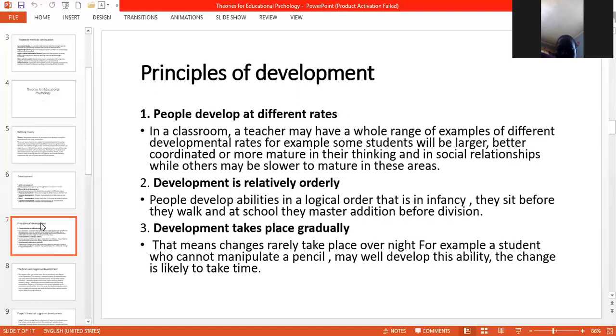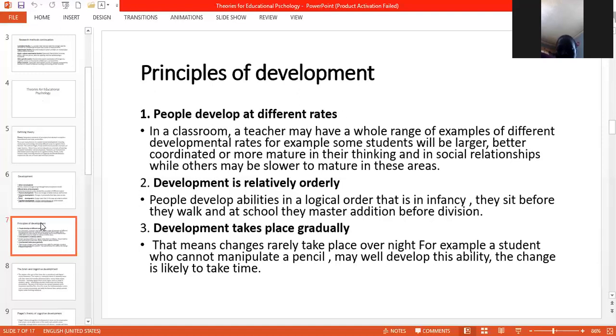Number 2, development is relatively orderly. There is order in development. People develop abilities in a logical order. That is, in infancy, they sit before they walk. And at school, they master addition before division, meaning development is orderly. There is order in development.